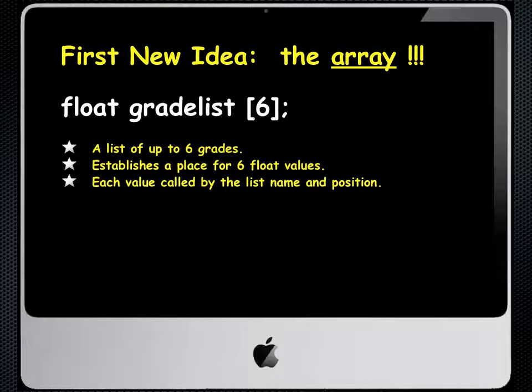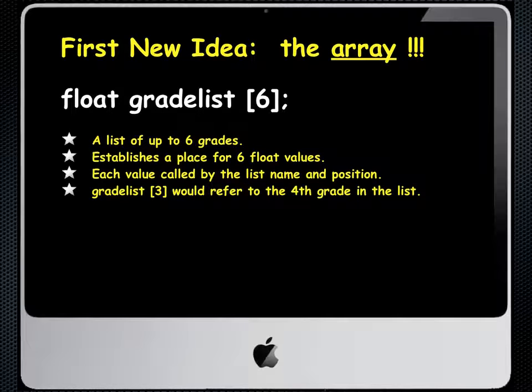Each value then can be called by the list name as well as its position. So for example, gradeList[3] would refer to the 4th grade in the list. Now you might ask, what do you mean? gradeList[3] refers to the 4th grade. Shouldn't it be the 3rd?